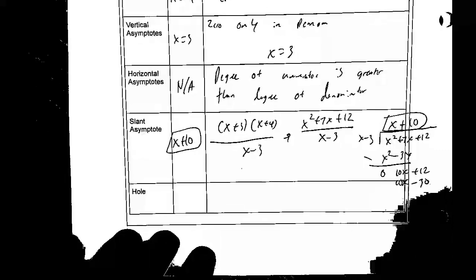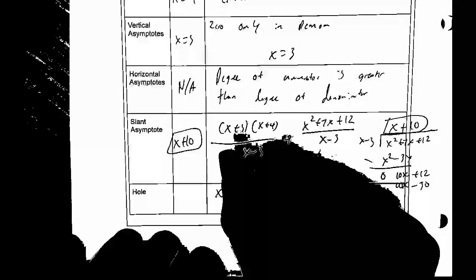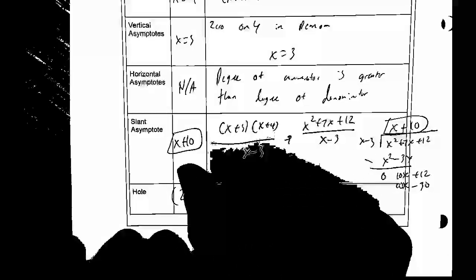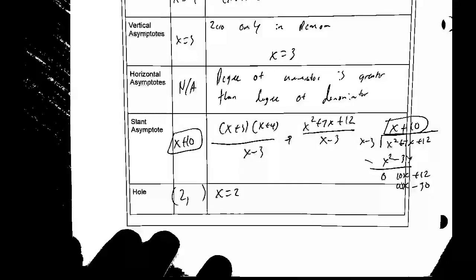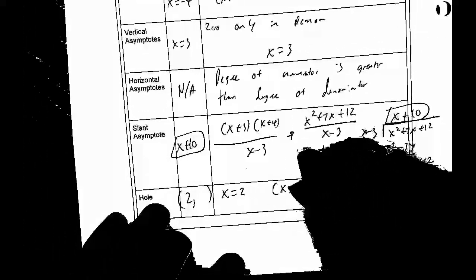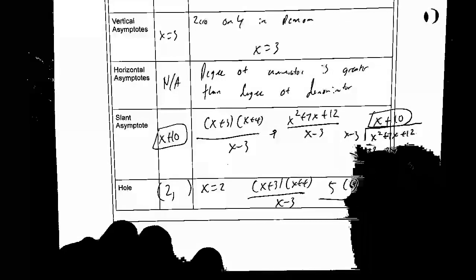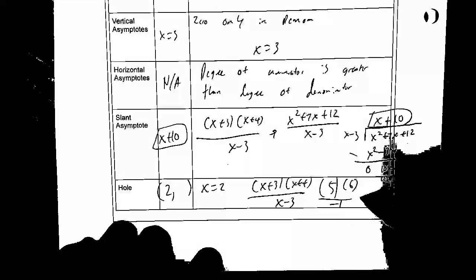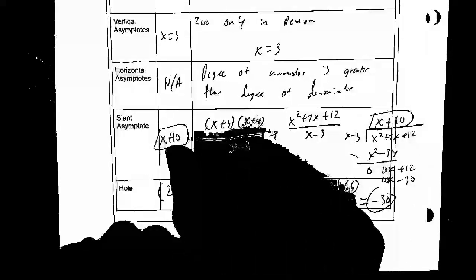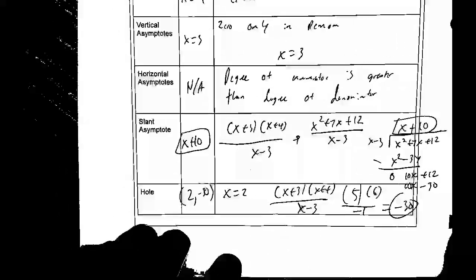This right here is my slant asymptote, the quotient. Now the hole is where 0 is in the numerator and denominator, which is going to be x equals 2. To find the coordinate, it's going to be 2, and then we plug it back into what's left after we cancel the hole out. What's left is x plus 3, x plus 4 over x minus 3. We plug a 2 into that: 5 times 6 over negative 1, which is negative 30. So 2, negative 30 would be my hole.